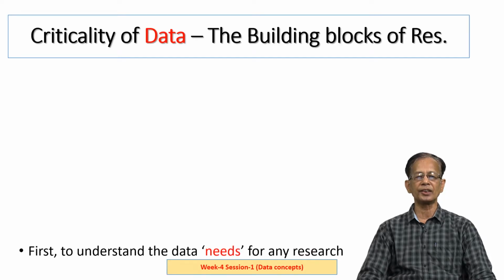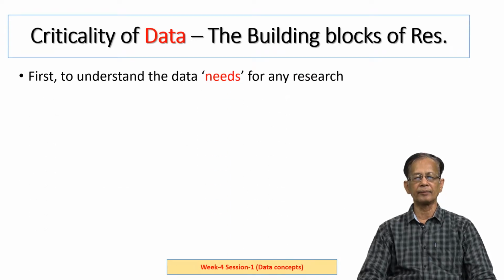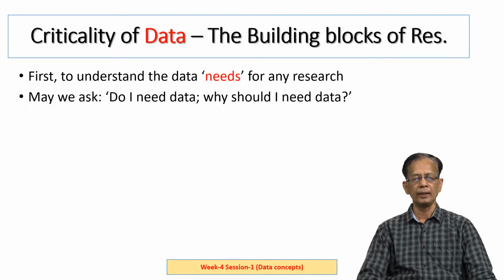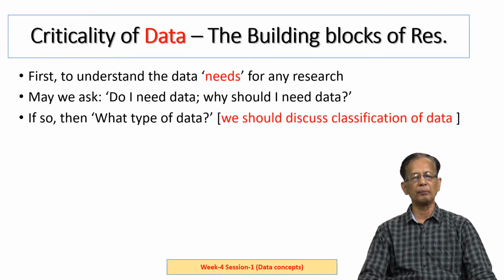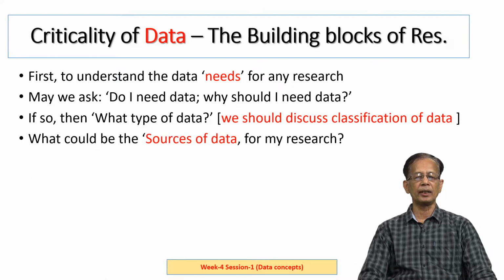What I was trying to suggest is that data is really very critical for any research, and we can say data is the building block for any research. Before starting any research, we need to ask ourselves: do I really need data? Why should I need data? If I need data, then what type of data? We should discuss the classification of data and the sources of data from where we will be collecting the data.